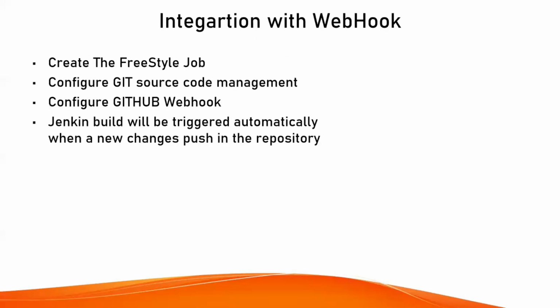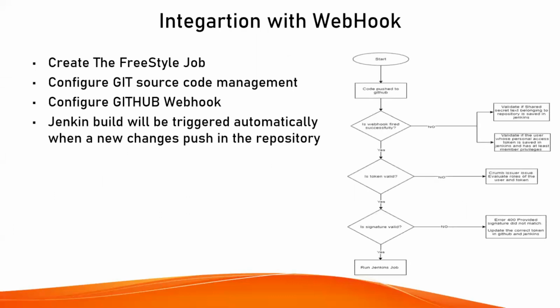Now, the last and important thing is integration with webhook. Sorry for the spelling mistake. The steps needed here are to create a freestyle job, configure the Git source code management, and configure the GitHub webhook. The Jenkins build will trigger automatically whenever a change is pushed to the repository, and that's where we are going to see our demo session.